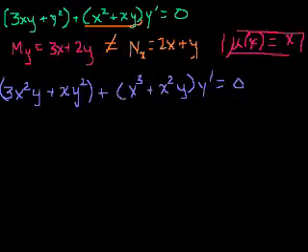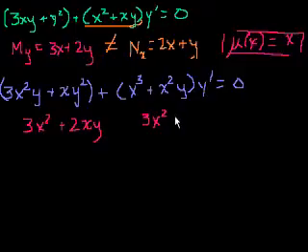Well, now, first of all, just as a reality check, let's make sure that this is now an exact equation. So what's the partial of this expression with respect to y? Well, it's 3x squared, that's just a constant coefficient on y, plus 2xy. That's the partial with respect to y of that expression. And now let's take the partial of this with respect to x. So we get 3x squared, right? Plus 2xy. And there we have it. The partial of this with respect to y is equal to the partial of this with respect to x.